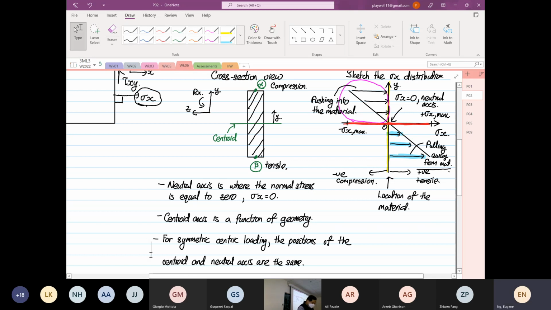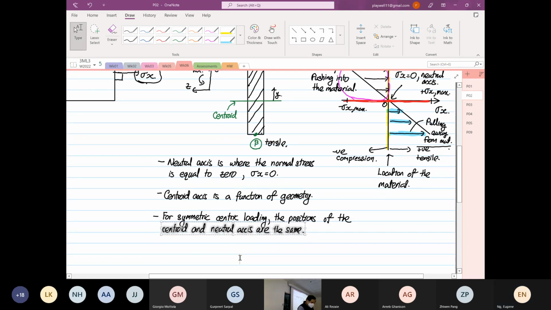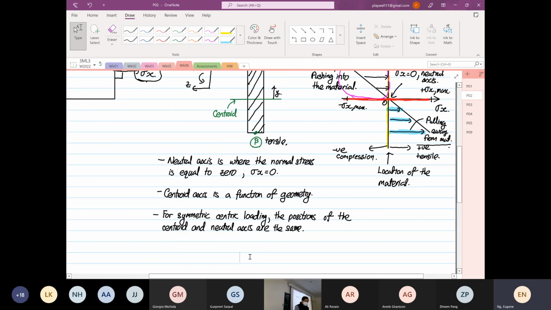I repeat again, for symmetric centric loading, the position of the centroid and the neutral axis are the same. The neutral axis is dependent on the stress field, right? The centroid depends on geometry. They are not the same in quite the same way.